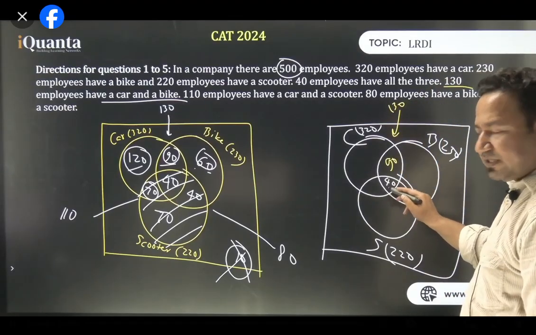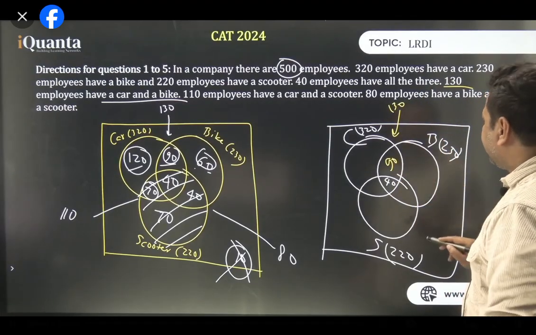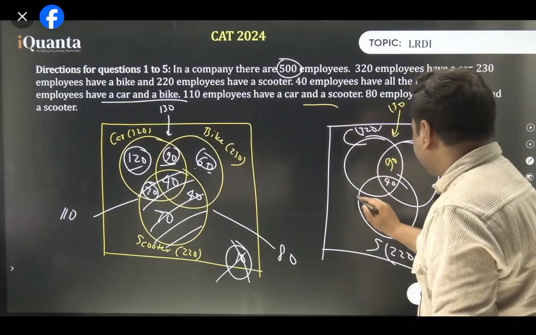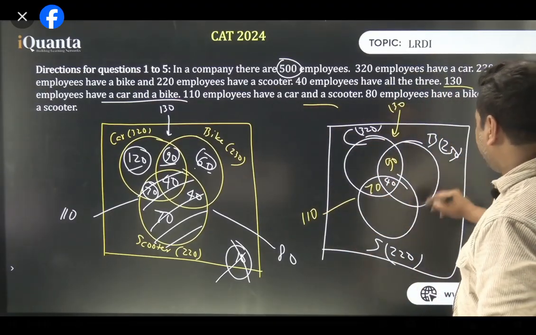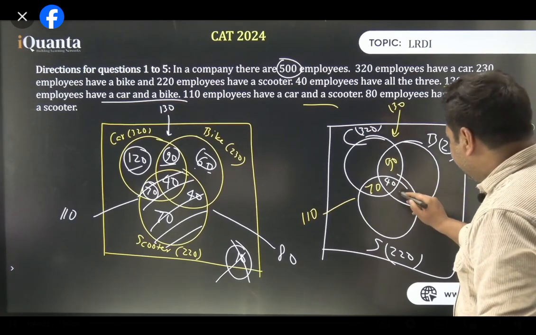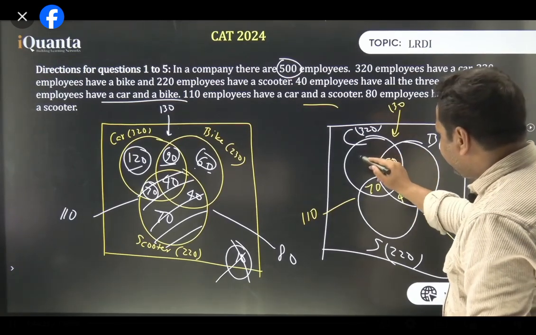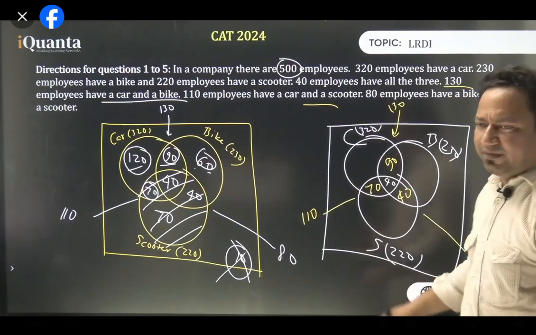This 40 was a part of 130 because this also represents car and bike. Then 110 implies have a car and a scooter. A car and a scooter is 110. So 40 have already been mentioned over here, remaining is 70. 80 have both bike and scooter, so this is 80. This whole is 80, 40 is already here, so remaining is 40. And then I wrote here 320 minus 90 minus 40 minus 70. That is how I solved it. Clear?